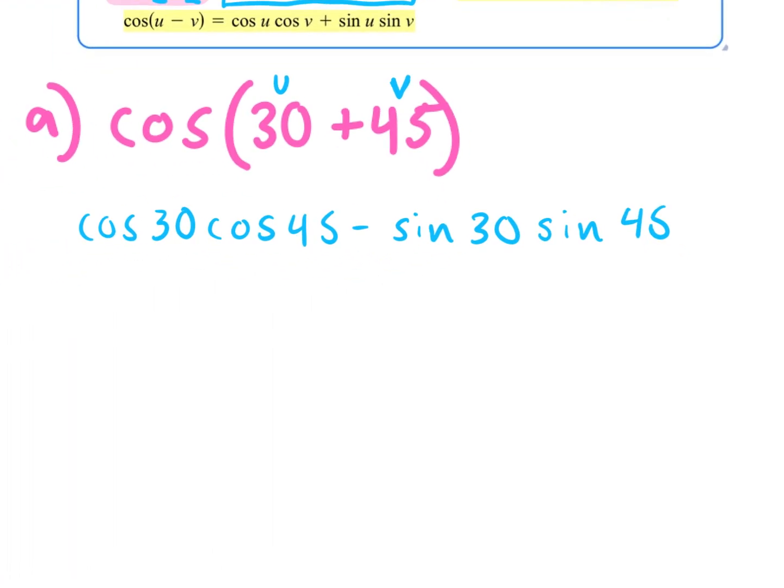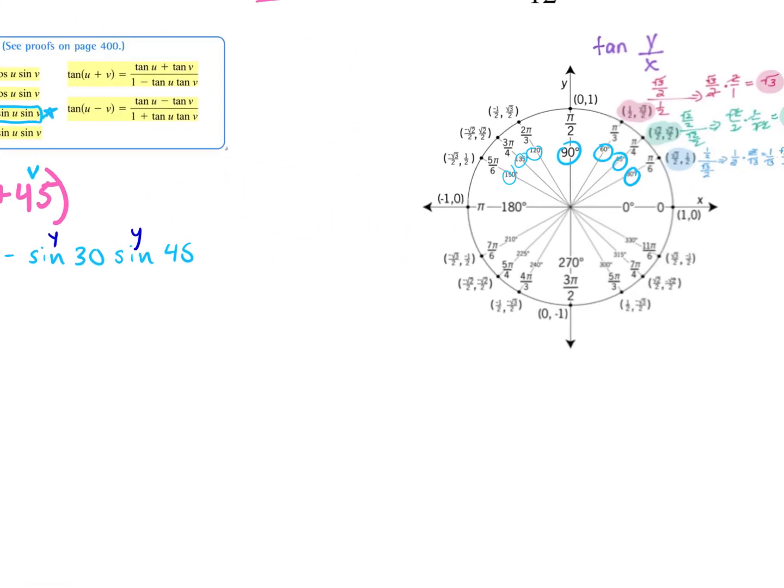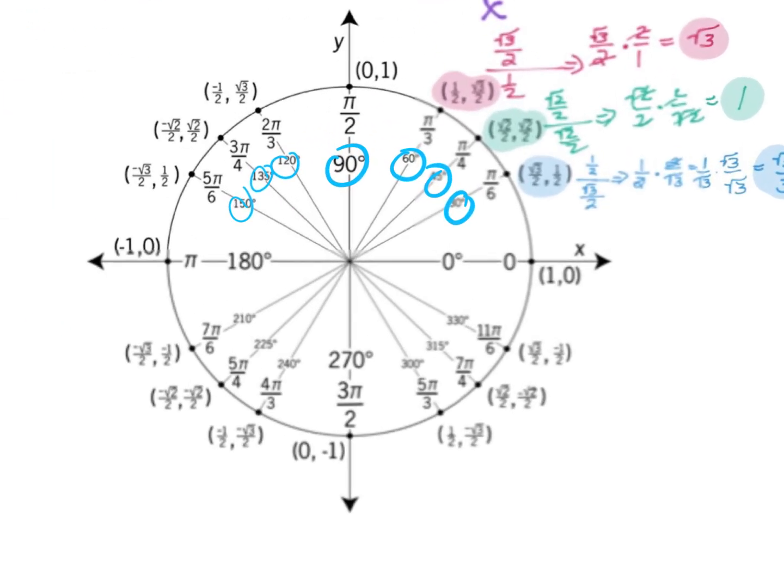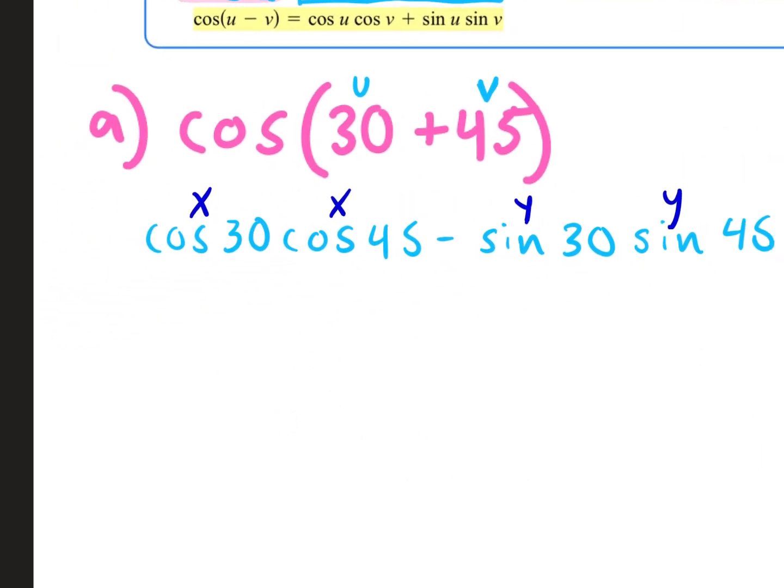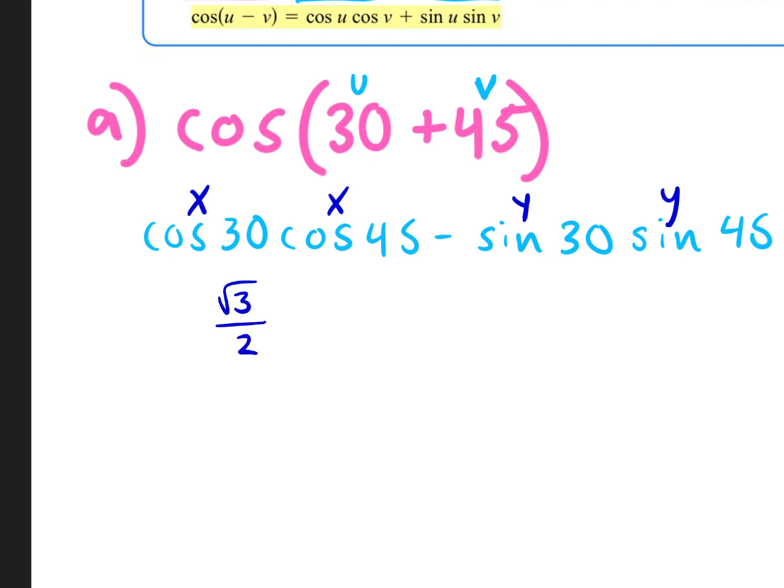All right, so now we want to see what the cosine of 30 is, cosine of 45, sine of 30, and sine of 45. Cosine tells me I have to look at what values on the unit circle? X values. Sine tells me I have to look at what values? Y. So the first one I want to see is 30 degrees. What's my X value at 30 degrees? Square root of 3 over 2. That's my X value.